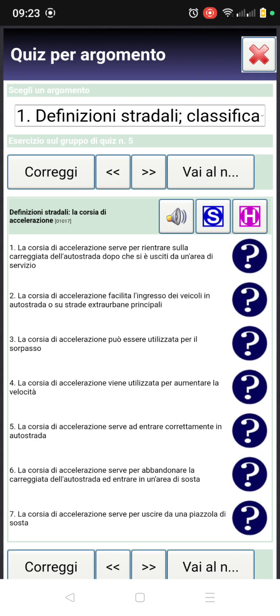So our first question. La corsia di accelerazione serve per rientrare sulle carreggiate dell'autostrada dopo che si è uscita da un'area di servizio. Yes, it's true. So look at what this question is saying now. The acceleration lane serves to re-enter into the carriageway of the autostrada, of the highway, after you have already exited from a service area. So what this question is saying now is this.